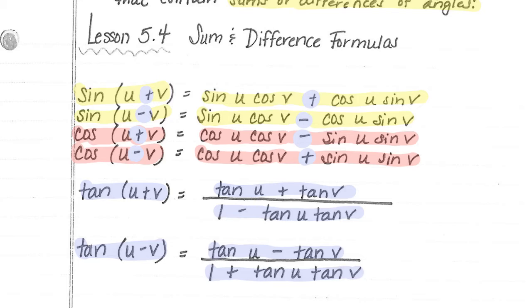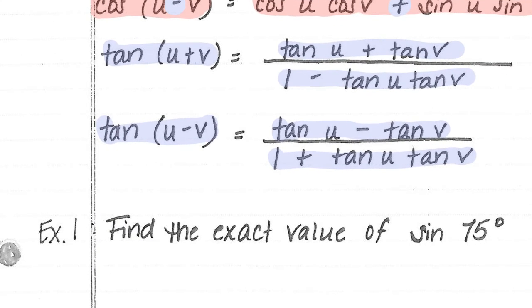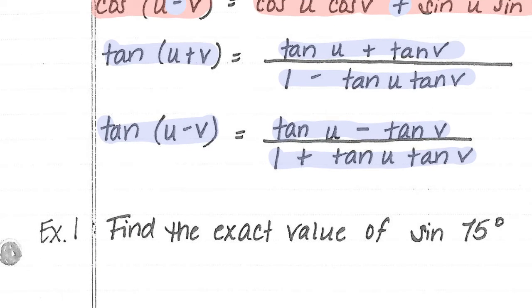Yes, you can. You will be given these formulas. But let's first see how they work. It says find the exact value of sine of 75 degrees. Well, nice that they put it in degrees for us. And because I know the sine of 30 degrees and 45 degrees, I'm going to show this instead of 75, I'm going to show this as 30 plus 45.